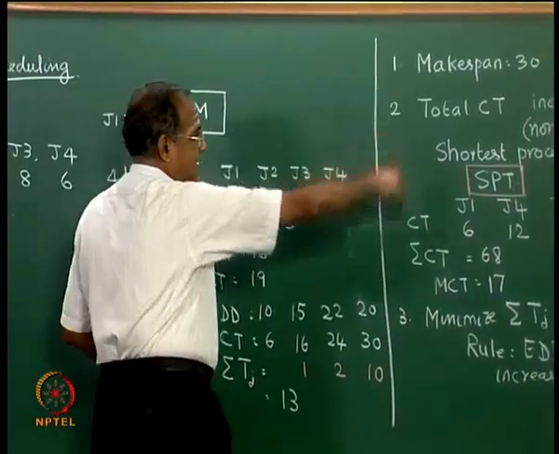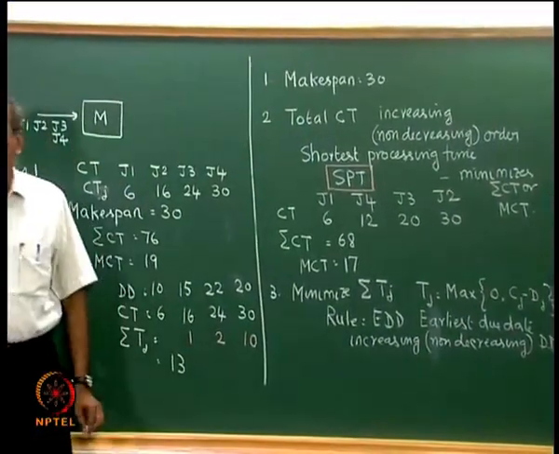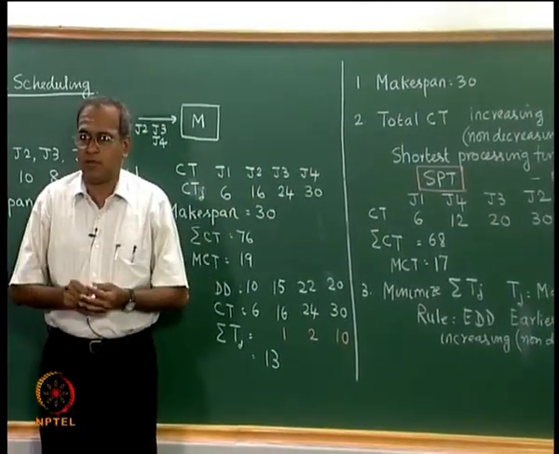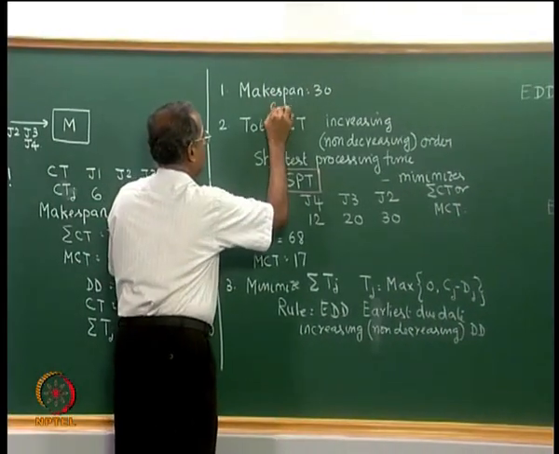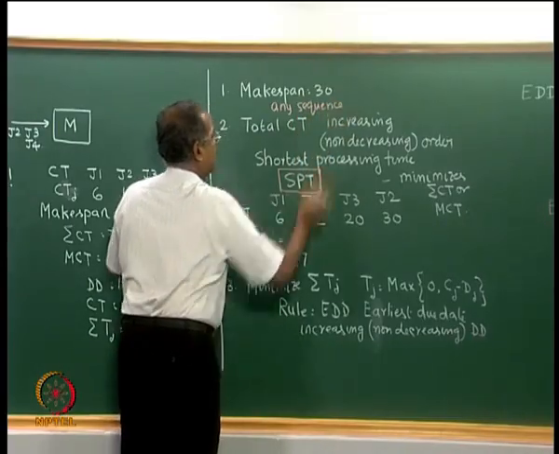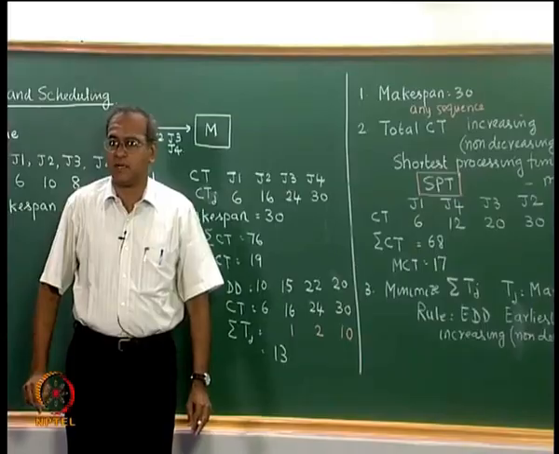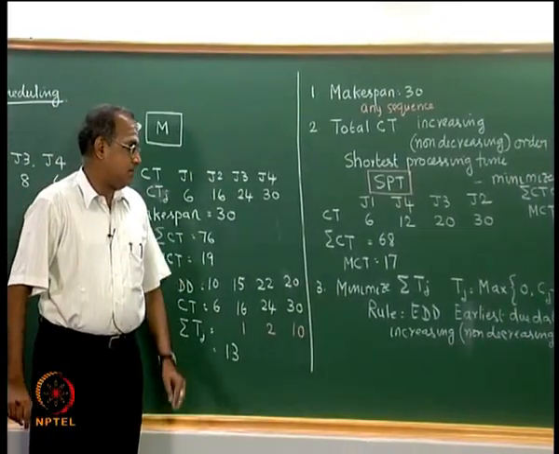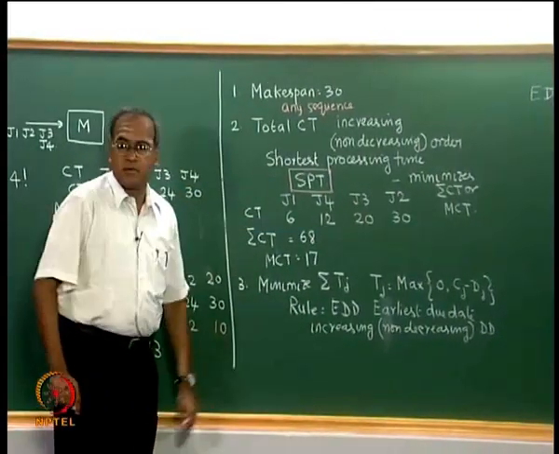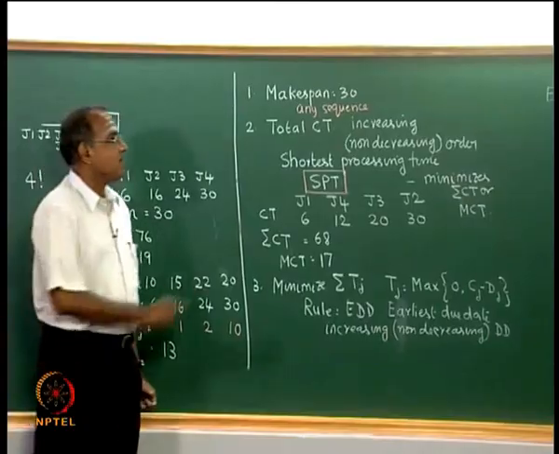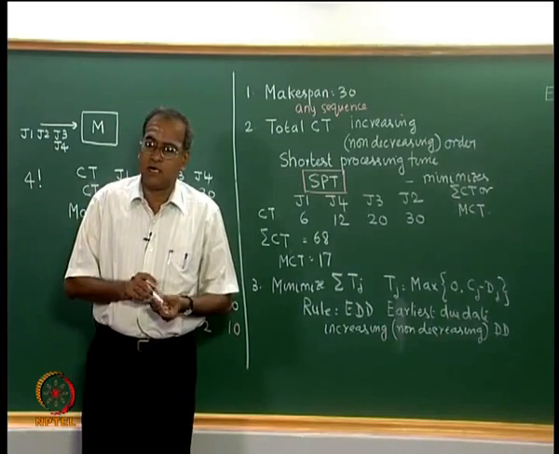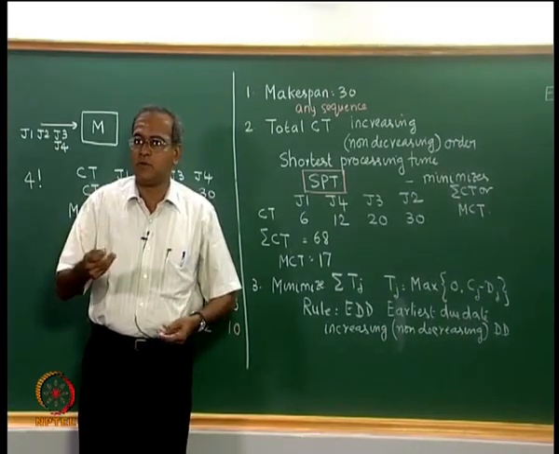Because for the two earlier objectives, makespan and total completion time, we have said that for the makespan any sequence is optimal. So, I could possibly write here that every one of the sequences is optimal, which will give us a makespan of 30. As far as minimizing the sum of completion times, we could say that the shortest processing time rule minimizes the sum of completion time. Earliest due date rule tries to minimize the total tardiness, but it need not give us the optimum solution always.